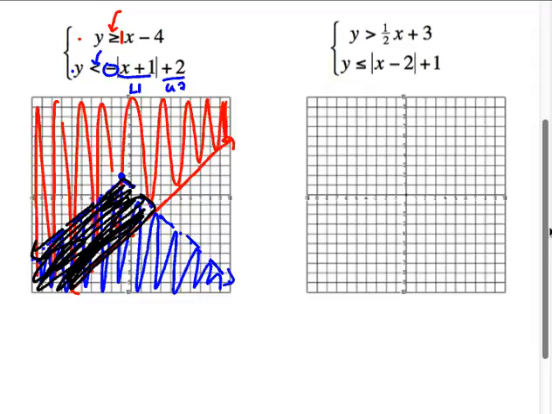So let's take a look at our next one. So again, the top one is a straight line, okay? Start up at your y-intercept at 3, slope of 1/2, up 1 over 2. And now I interpret my sign. So this is a dashed line because it's strictly greater than, and greater than means I'm going to shade above.